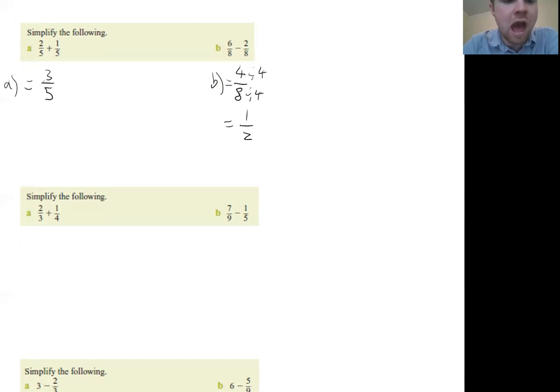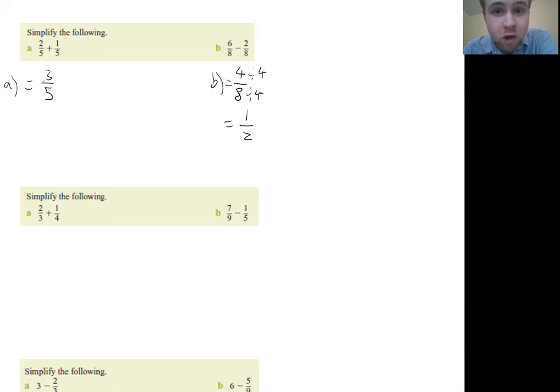This time, we're adding fractions, but what do we notice? It's 2/3 plus 1/4. In this case, the size of those bits are different. We've got thirds and we've got fourths or quarters. So we can't just add them together and go 3/4 or 3/3 because the size of those bits are different.